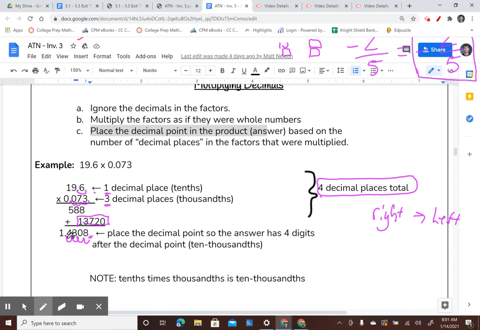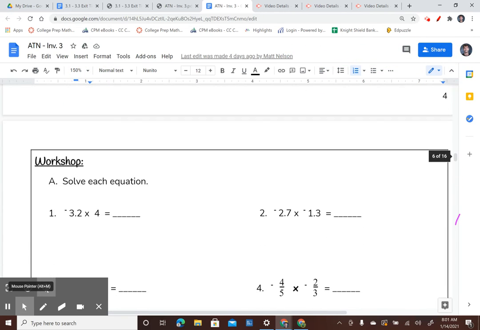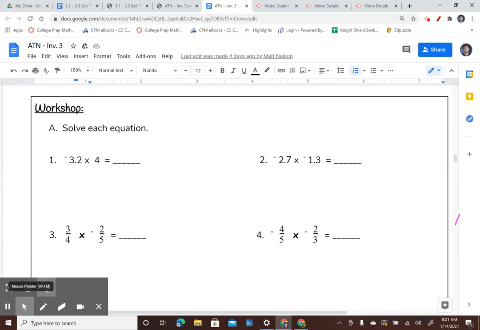All right, so we just put the decimal point right here, 4 places from the right, and now we have our final answer of 1.4308. All right, I'll also include a help video here, so if it's a little confusing, it should clear it up. All right, now we're going to work on the workshop.